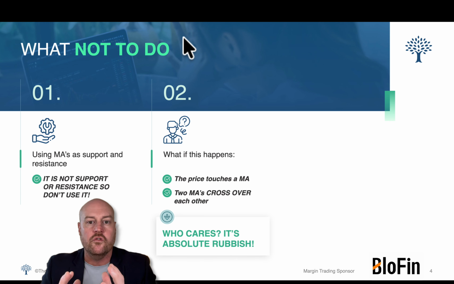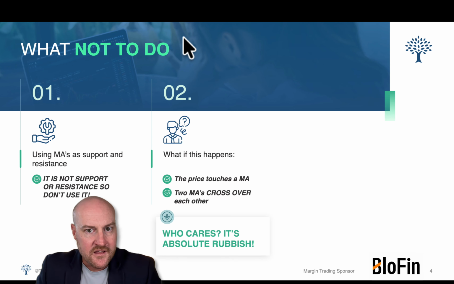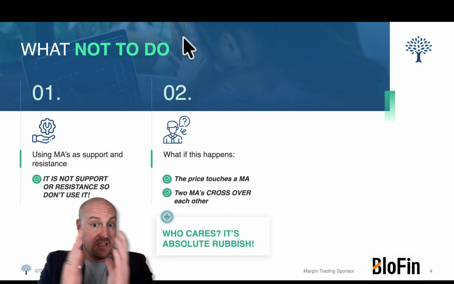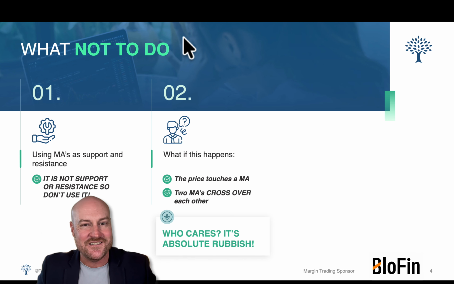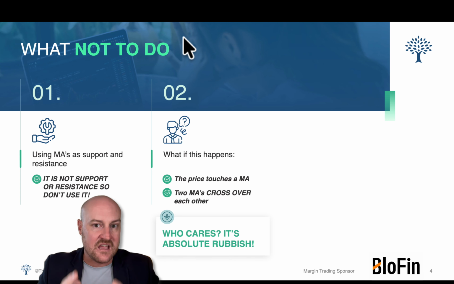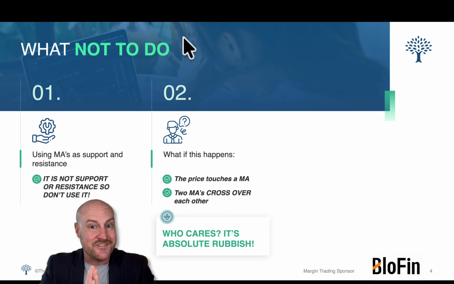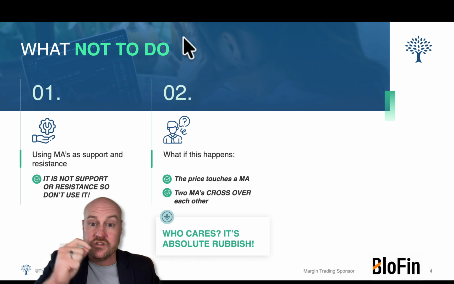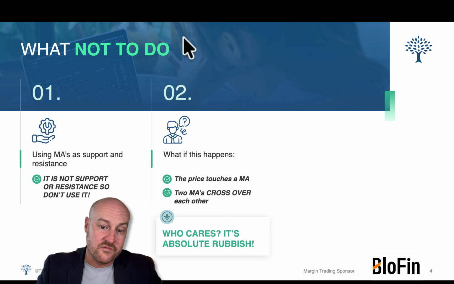As price moves, the averages will move with it. It's all in the name. It's a moving average. A moving average of what, you might ask? It's a moving average of price action. Remember, price action is the one truth. It's price measured by time. So we're going to be using the moving averages not for support and resistance.